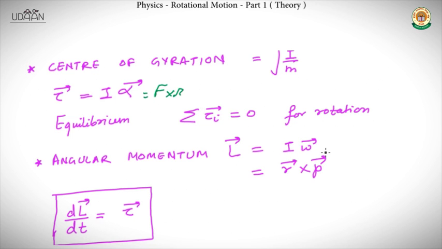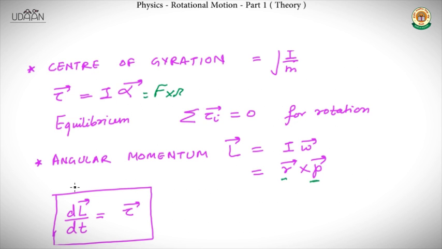A different way of writing the angular momentum is R cross P, where R is the vector joining the axis to the point for which we need to find the angular momentum, and P is the linear momentum of that point. So it's the cross product over here. Here we see how the linear terms are combined with the radial terms to find the angular momentum.